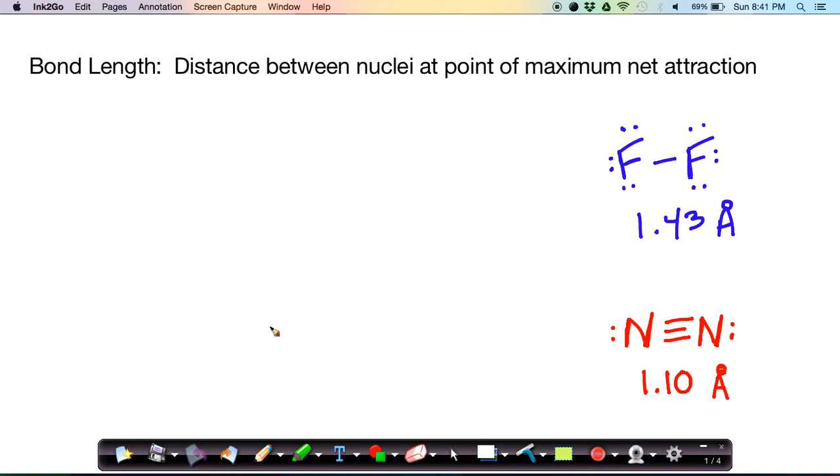Hello everyone. In today's lesson we're going to talk about bond length and bond strength with respect to covalent bonds. So let's first start with a definition for bond length. When we describe the bond length of a covalent bond, we're talking about the distance between the nuclei that are bonded at the point of maximum net attraction.